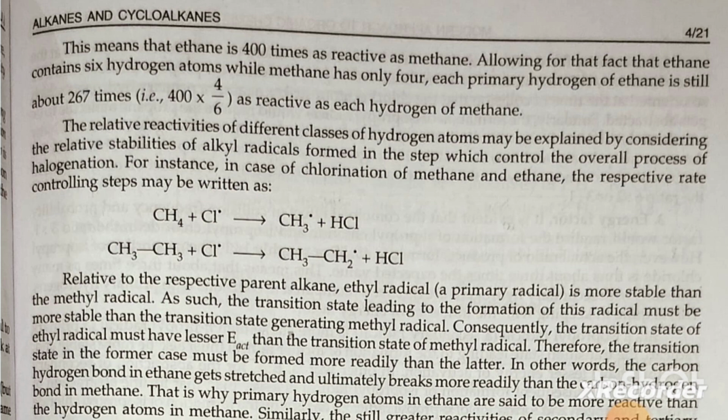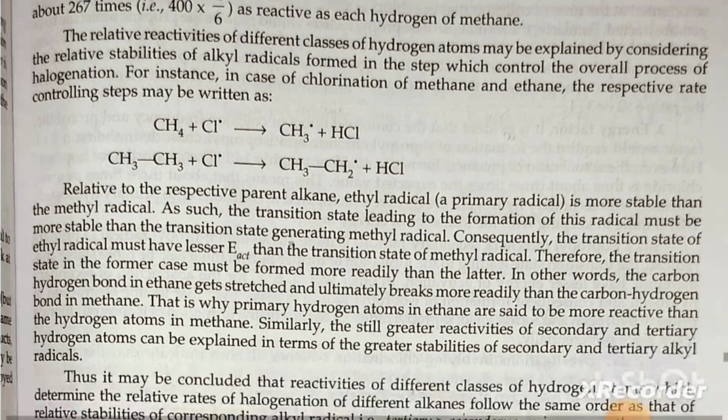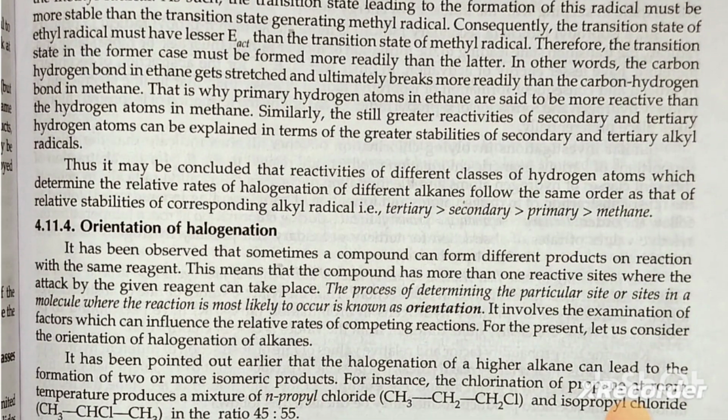As such, the transition state leading to the formation of this radical must be more stable than the transition state generating methyl radical. Consequently, the transition state of ethyl radical must have lesser activation energy than the transition state of methyl radical. Therefore, the transition state in the former case must be formed more readily than the latter. In other words, the carbon-hydrogen bond in ethane gets stretched and ultimately breaks more readily than the carbon-hydrogen bond in methane. That is why primary hydrogen atoms in ethane are said to be more reactive than the hydrogen atoms in methane.